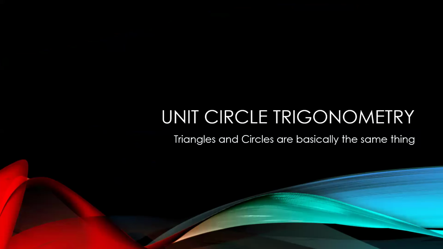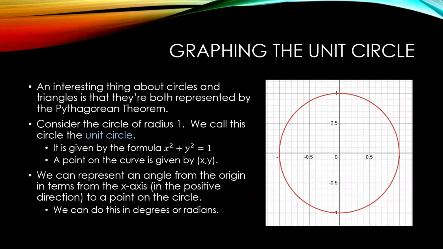And so with our right triangle trigonometry figured out for the most part, we can now move on to unit circle trigonometry. What's interesting is triangles and circles are basically the same thing. You might not believe me, but the formula is the same. When we consider a unit circle, it's a circle of radius 1. We call this the unit circle.